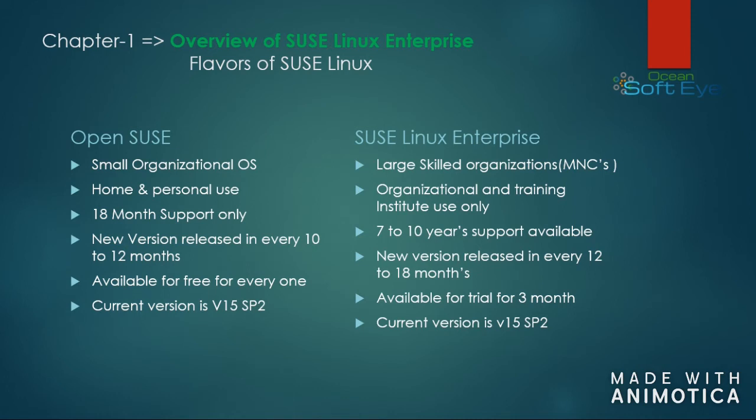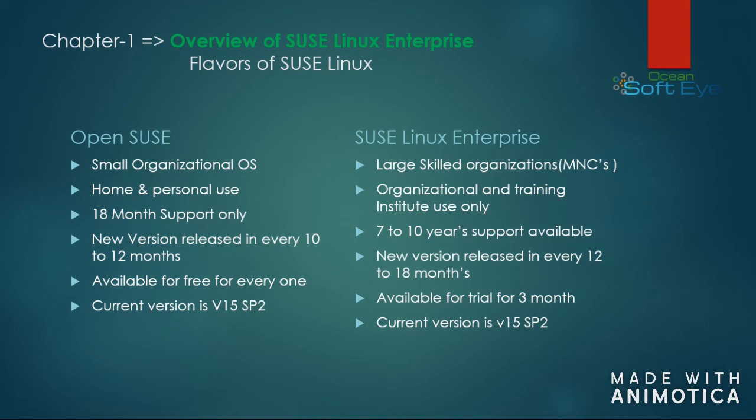The next difference is that a new version of openSUSE is basically available in 10 to 12 months, but for the Enterprise edition it's available in 12 to 18 months. Also, openSUSE is available free for everyone, but SUSE Linux Enterprise is only available for trial purposes for 3 months.